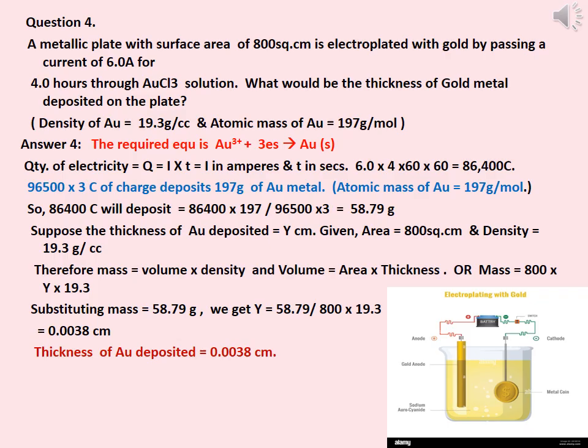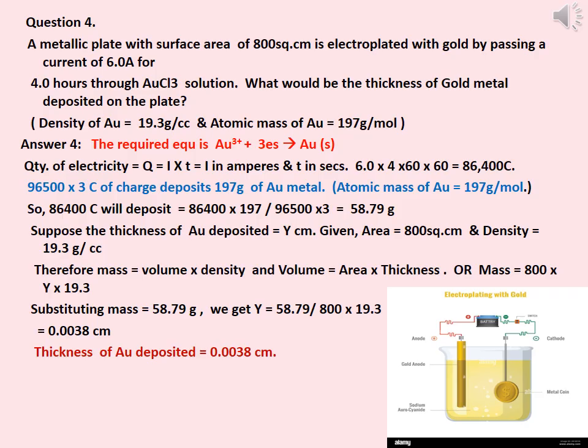Yet again, we see that this problem is an application of Faraday's laws of electrolysis, but with a slight twist to it, because after getting the mass of gold deposited, we need to find the thickness of the metal which is deposited on the plate. So let's get started with solving the problem. The required equation is Au3+ auric ions plus 3 electrons gives Au solid, gold metal deposited.